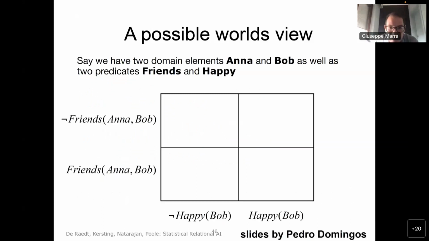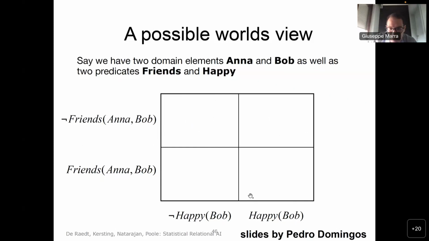And suppose, let's make this example. Suppose that we have just two variables we are interested in, and these two variables are friends Ann Bob and happy Bob. Of course, given these two variables, we have four possible assignments, which are the quadrants here in this slide. These assignments are sometimes called possible worlds. So we can have that both friends Ann Bob and happy Bob are false, this quadrant. In this quadrant, friends Ann Bob is false, but happy Bob is true, and so on and so forth.